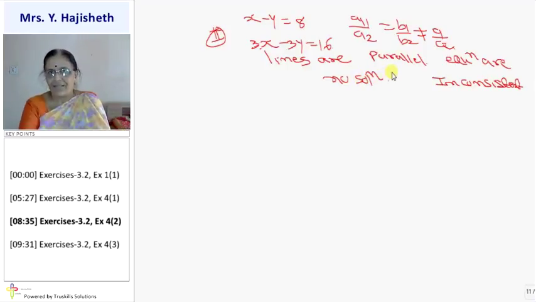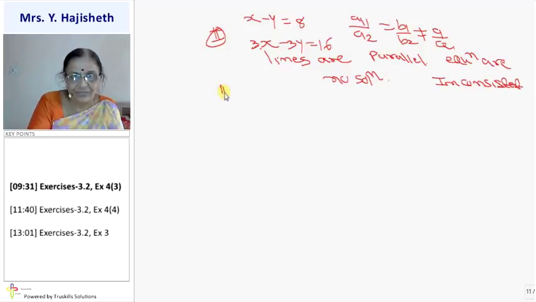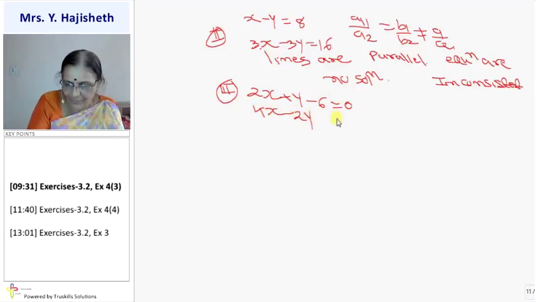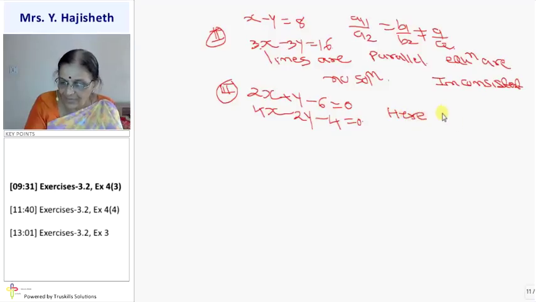Okay? They said if they are consistent, then you solve it graphically. It is not consistent. Third sum. One equation is 2x plus y minus 6 is 0, and another is 4x minus 2y minus 4 is 0. So, look here, you try and see. a1 by a2 is not b1 by b2. So naturally equations are consistent, okay?